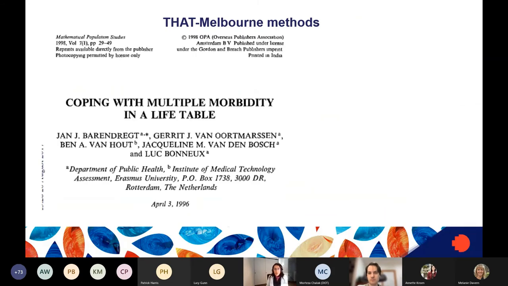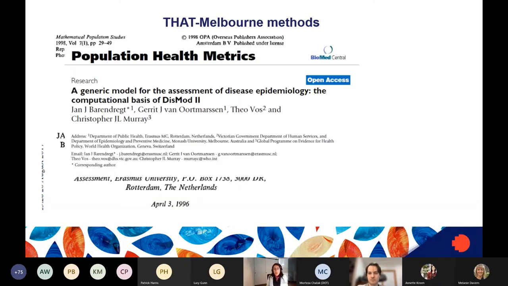The model that we are using did not start with us. It goes back in time, starting with a study by Jan Barendregt in 1996 that published the concept of the proportional multi-state life table, which I will show you later, and which is the health model that we use. And this is also another related study for DISMOD2, which is a tool that we use to be able to do the modeling. It's also related to one of the components of our model, the disease processes. I'll give more detail later.